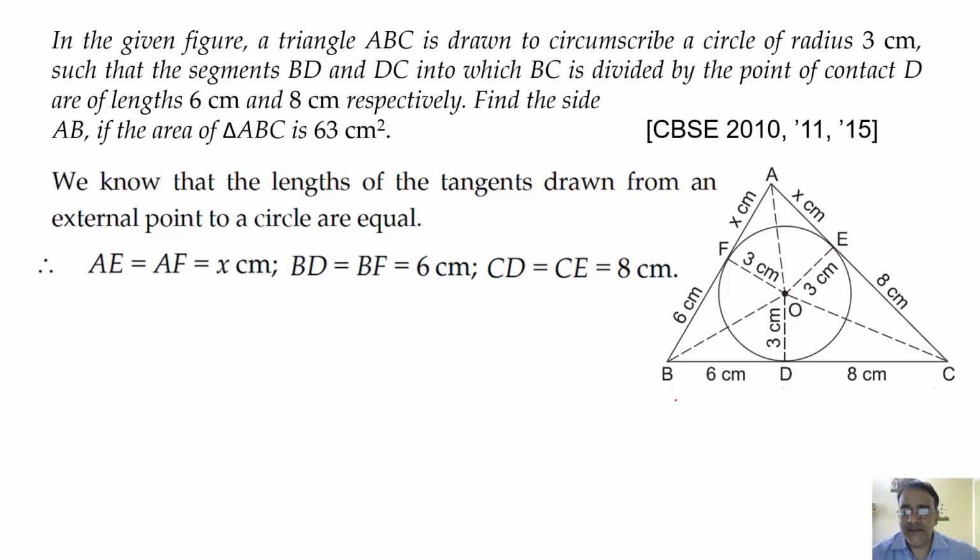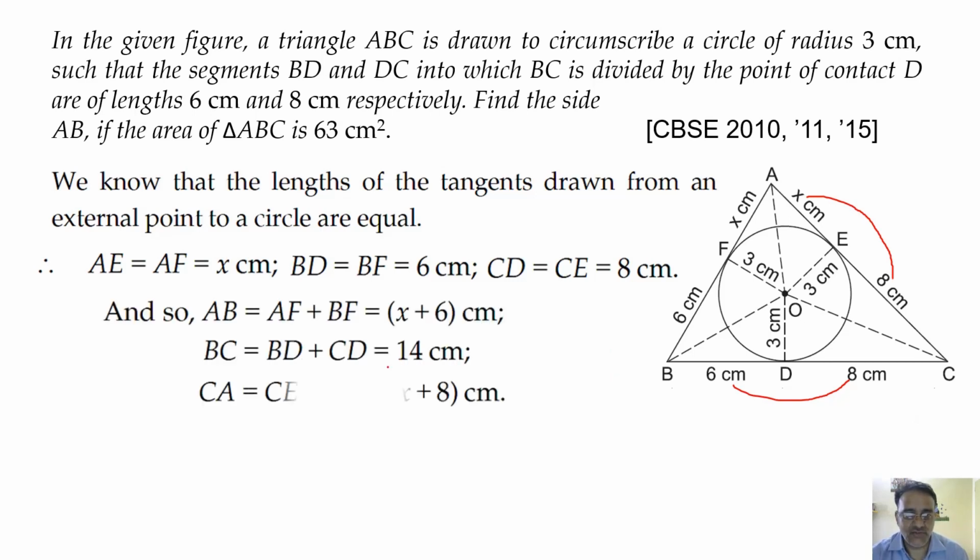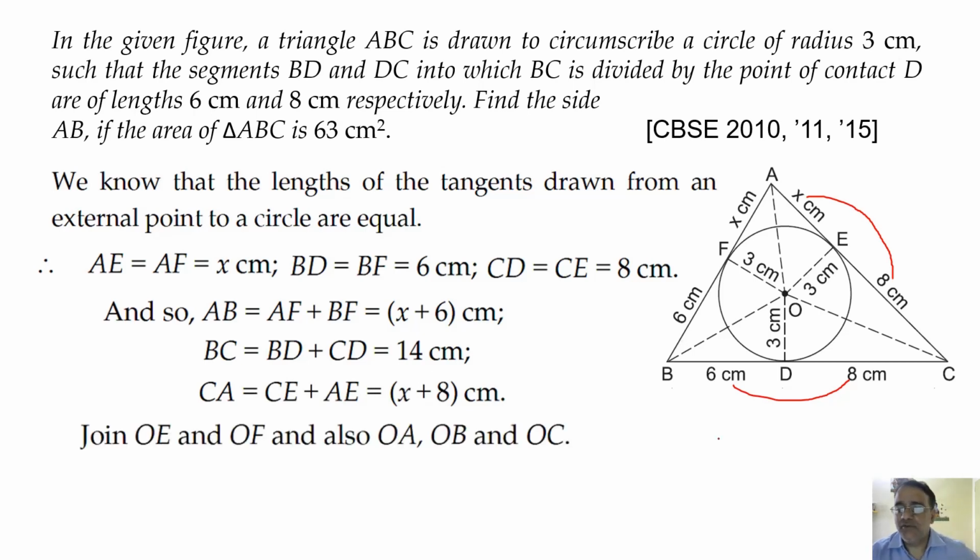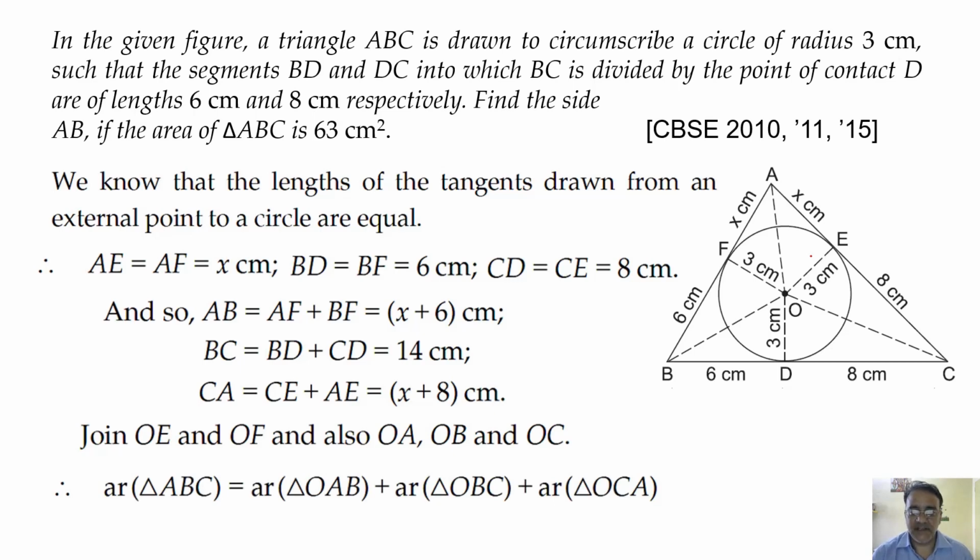Now what is AB? What is AB? x plus 6. And what is BC? 14. What is AC? x plus 8. Right. So we'll write all these three sides. Correct. Okay. Now, how will you find the area of triangle? Area of this triangle plus area of this triangle plus area of this triangle. So we'll get the area of complete triangle, that is ABC. This step is clear.